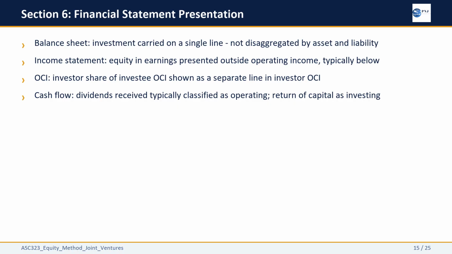On the face of the financial statements, equity method investments have a distinctive presentation. The balance sheet shows a single line for the investment. You do not gross up the investee assets and liabilities. The income statement shows equity in earnings or losses, typically outside operating income. Your share of investee OCI flows through your own OCI, and dividend cash flows need careful classification depending on whether they represent income or return of capital.